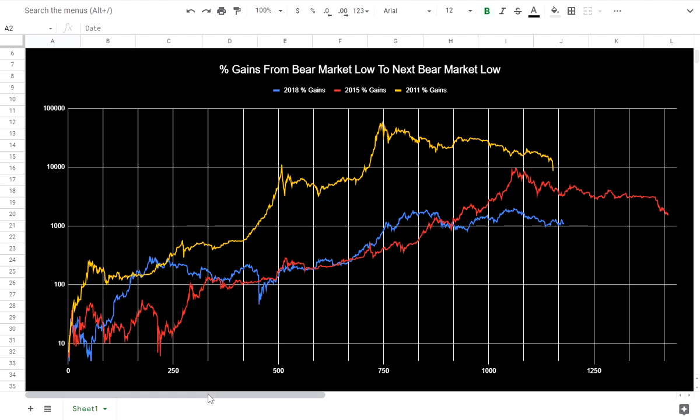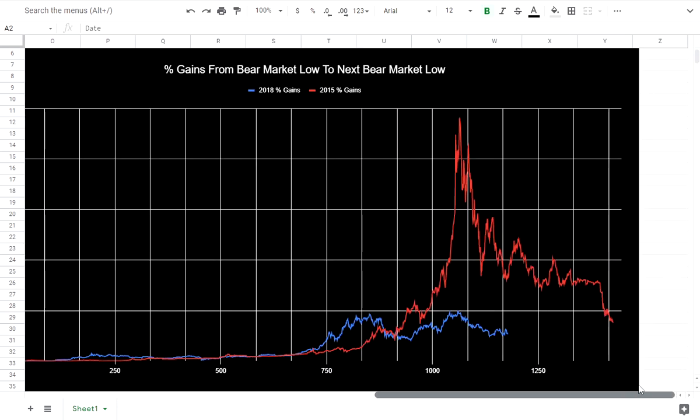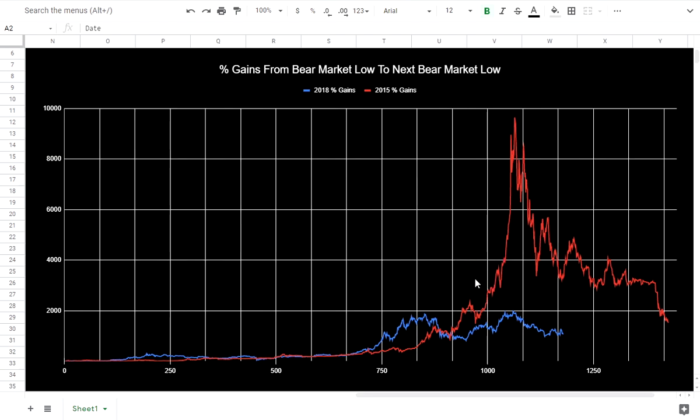If we were to switch to the linear scale, we will have to get rid of this first cycle because the gains were so high that it will just make these two cycles look like flat lines. So I have just included the red and the blue lines here, which is the current cycle in blue and the previous cycle in red. So we do get a better idea here when looking on the linear scale, how different these two cycles are playing out.